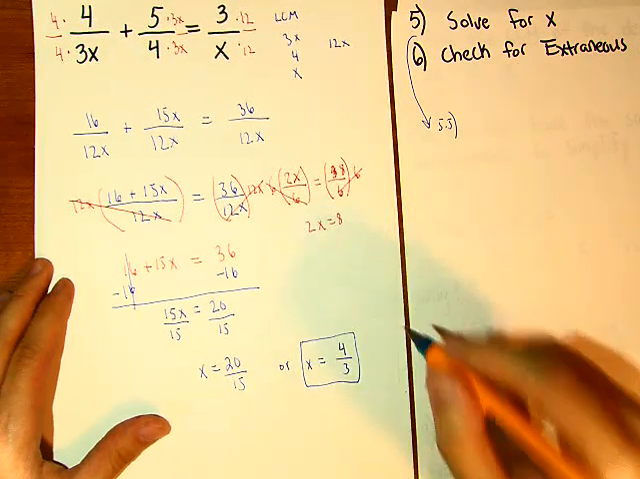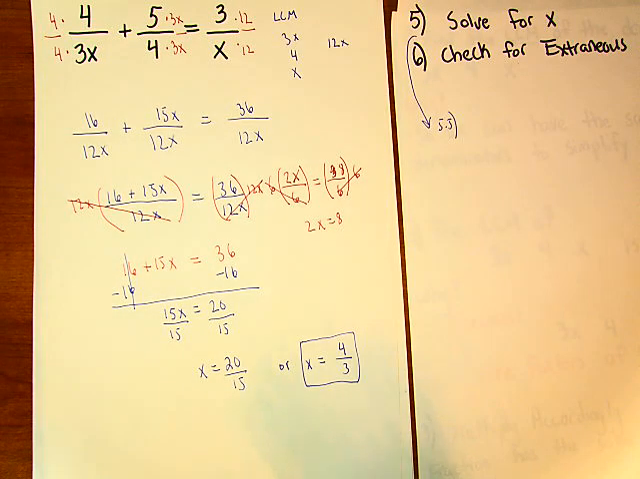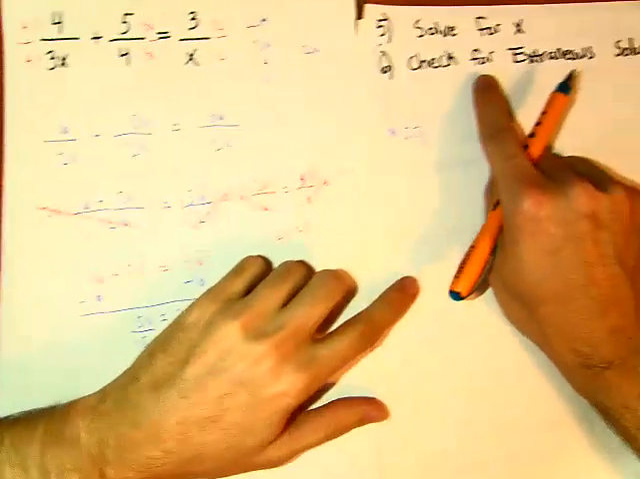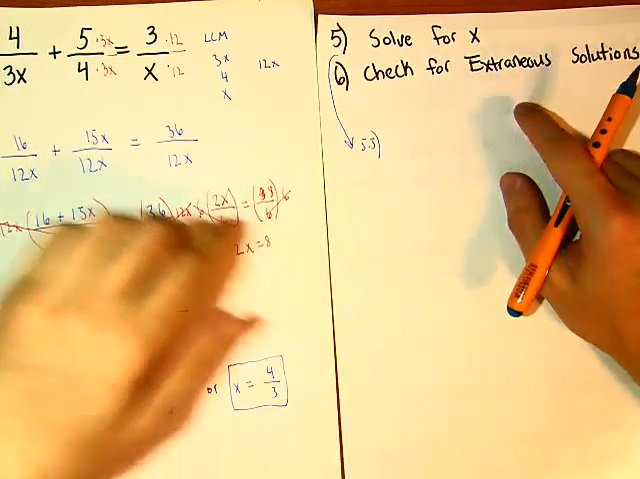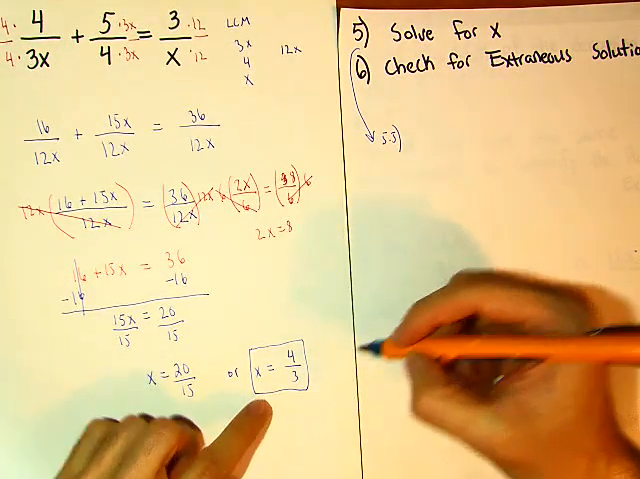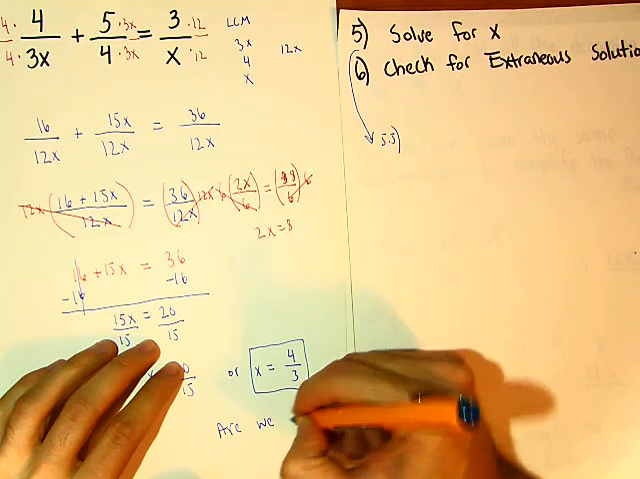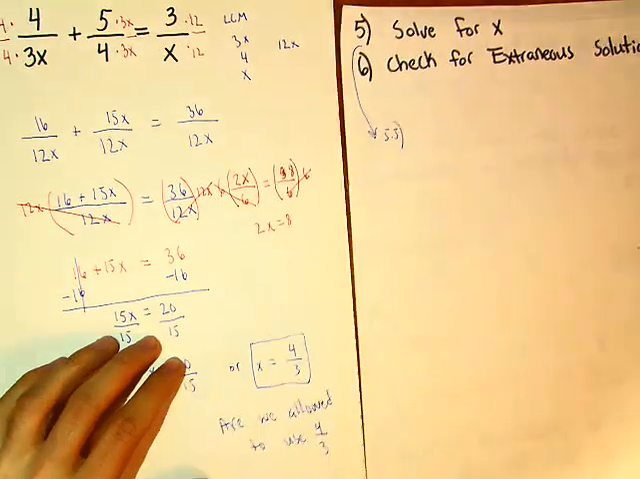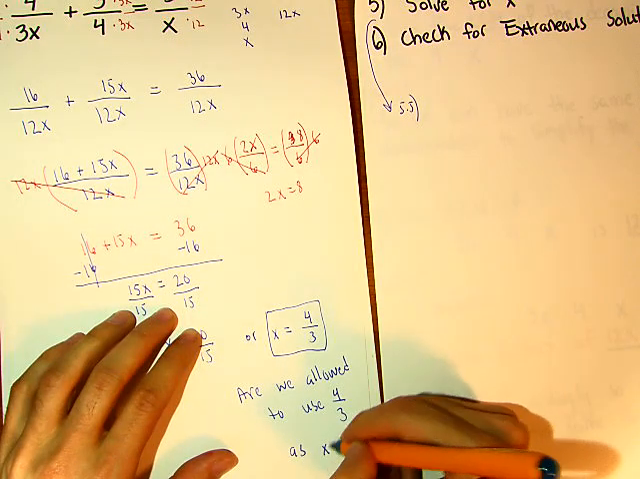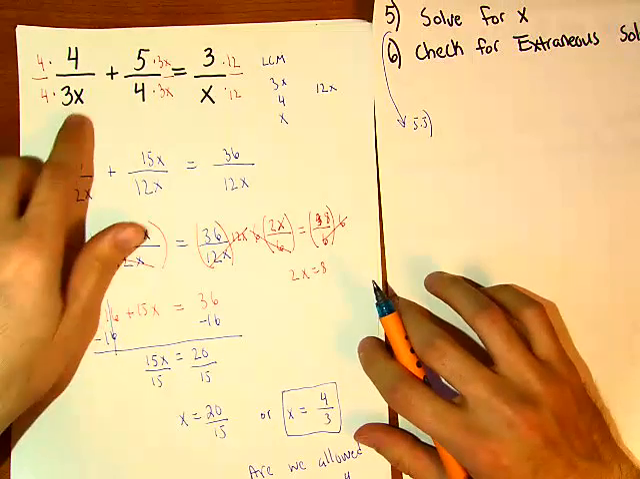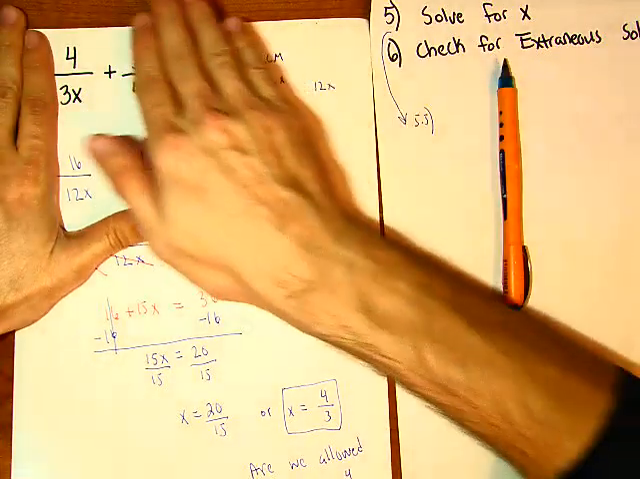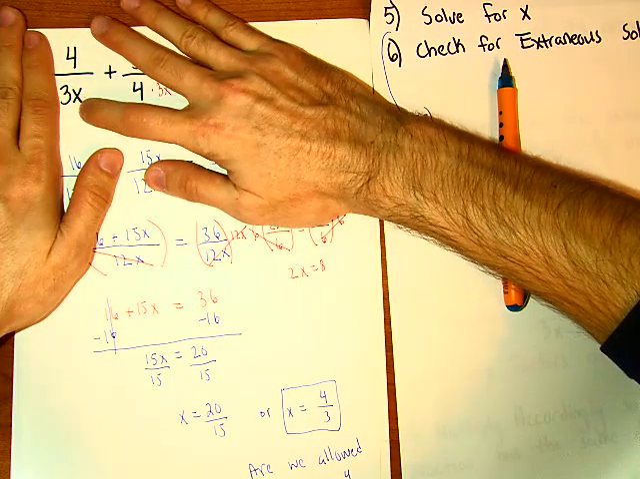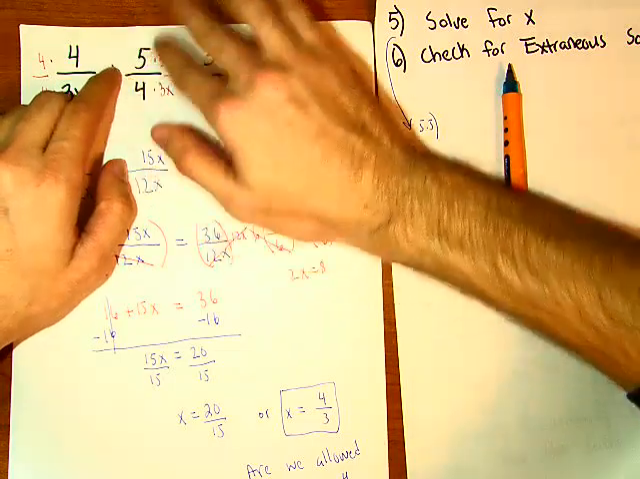Okay? Now, if you think that we're automatically done, don't assume that, because here we have to check for extraneous solutions, right? So the question is, are we allowed to use 4 over 3 as x? Can we use this 4 over 3 in the original question? And here, what is the domain of this rational expression? What can x not be? x can't be 0 here. Well, there is no x here, so that doesn't worry us.